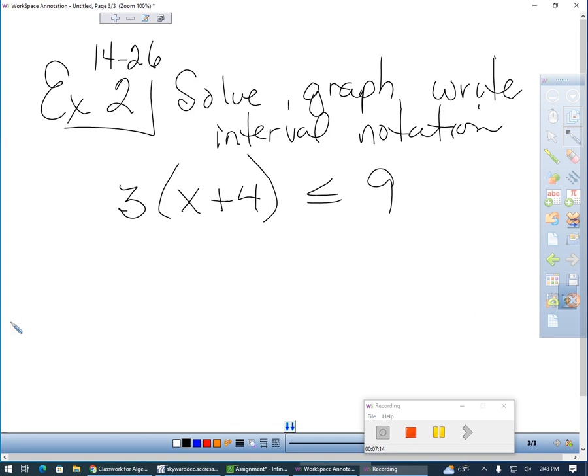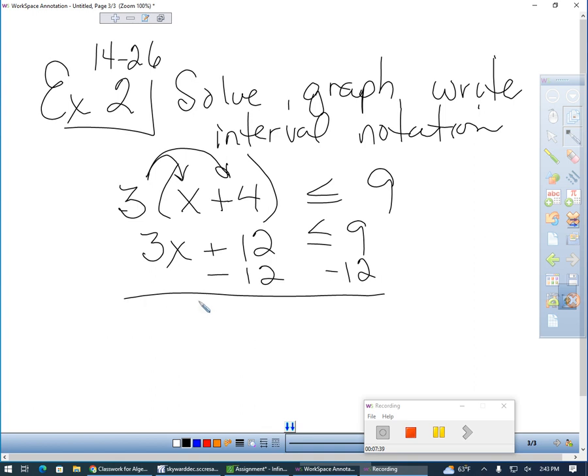All right, so to solve this, it's just like an equation, right? First, we got to get rid of the parentheses. 3 times x is 3x. 3 times 4 is 12, less than or equal to 9. Now I need to move my 12 to the other side, so I'm going to subtract it. 3x is less than or equal to negative 3.